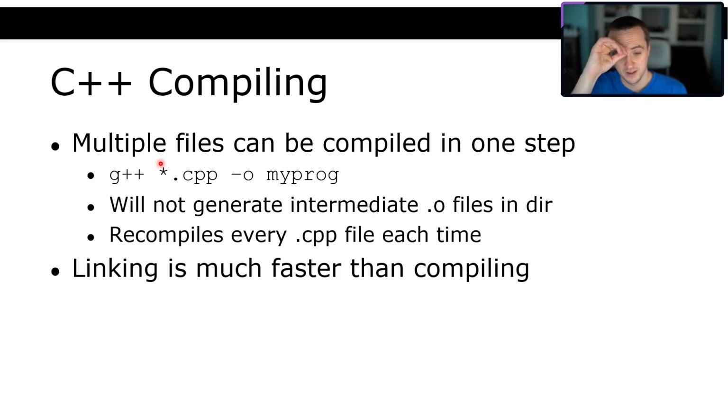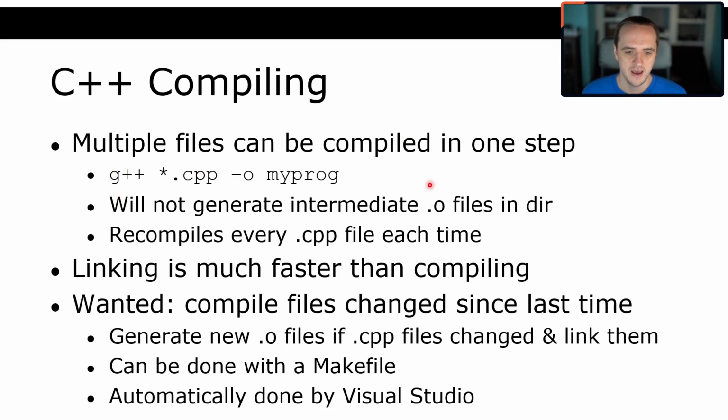However, linking is much faster than compiling. So typically we do not want to compile all of our C++ files every time. What we would want to do is only compile files that have changed since the last time we've done something. For example, if a C++ file has changed, then we compile it and then just link together the ones that have changed. This is done with a makefile that I've included for you, but it's automatically done by Visual Studio.